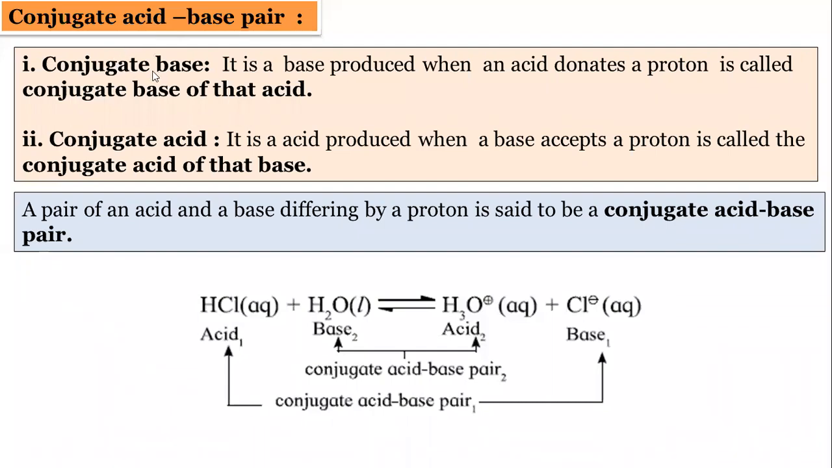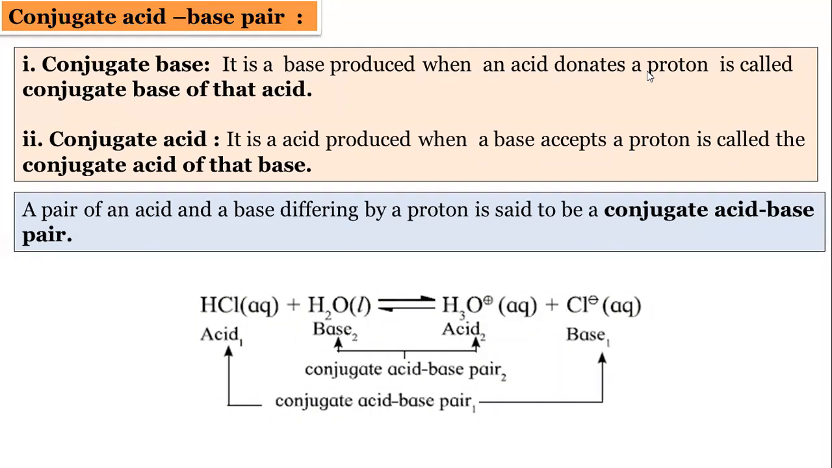Conjugate base means what? It is a base produced when an acid donates a proton. See, what is called a conjugate base? It is a base produced when an acid donates protons. It is called the conjugate base of that acid. And opposite to this, the conjugate acid is produced when a base accepts a proton. It is called the conjugate acid of that base.